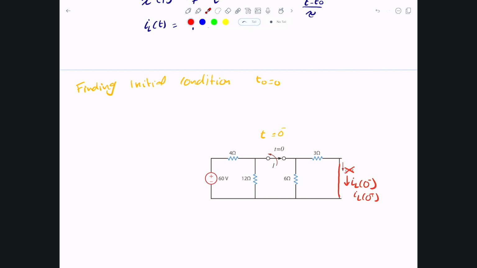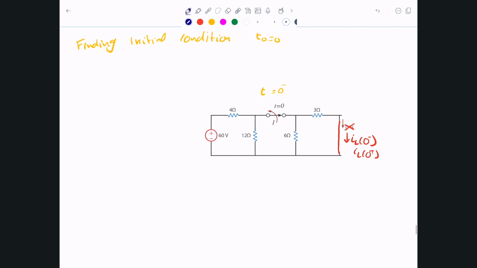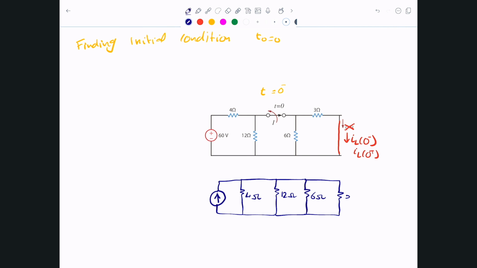There are multiple ways to do this. I think maybe one of the simplest is to do a source transformation on this one here. So let me just do that. We do source transformation and then we'll end up with a bunch of resistors in parallel. The source transformation will tell me this one here will be a source in parallel with the 4 ohms. Then the 12 ohms stay, and of course we have another 6 ohms in here, and then what we have in here is basically 3 ohms.